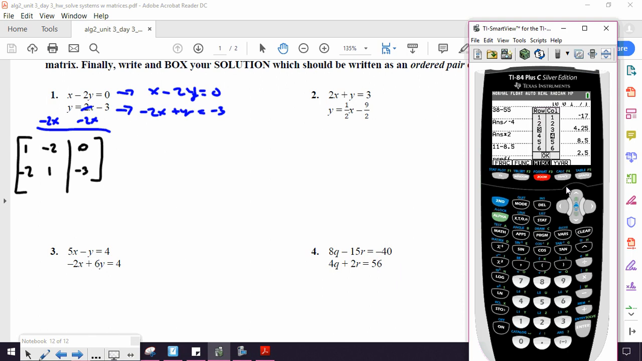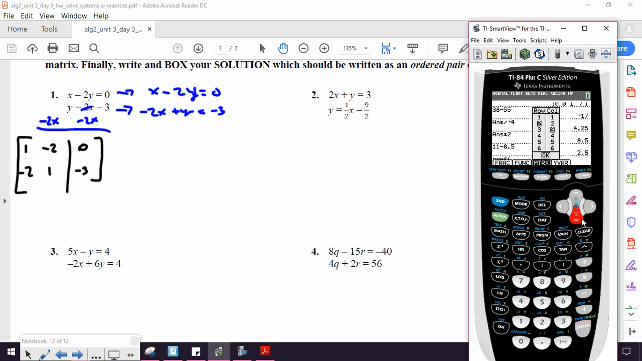Currently, it's on OK, so we have to use the up arrow to tell it how many rows and how many columns. So this matrix has 2 rows. Remember, rows go across, like the rows of the auditorium. So 2 rows. Hit enter to change it to 2. And then we have 3 columns. Columns hold things up, so columns go up and down. Make sure you remember that.